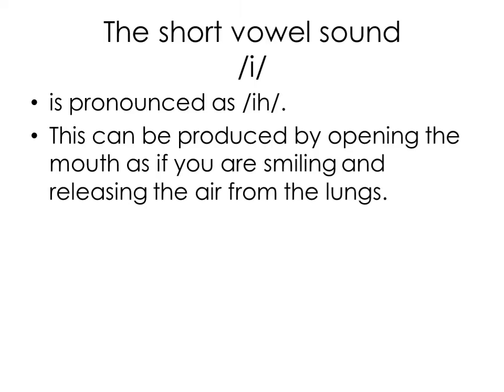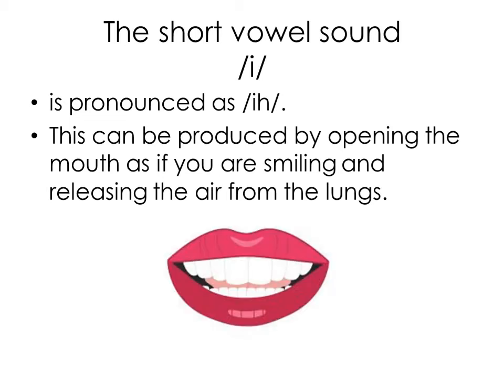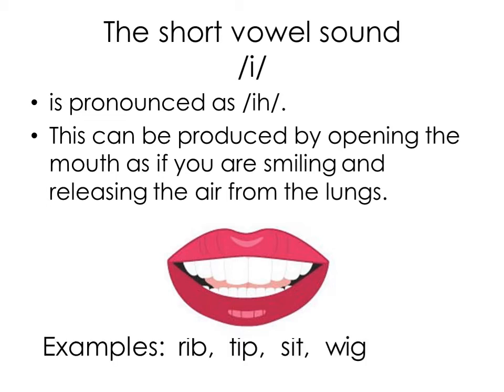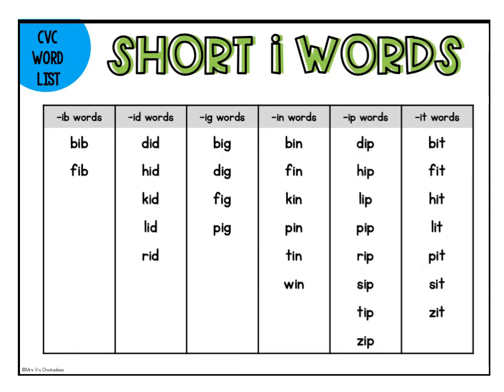Very good. So the next one, the short vowel sound is i. It is pronounced as i. This can be produced by opening the mouth as if you were smiling and releasing the air from the lungs. So your mouth should look like this. It's like you're smiling, right? I. So examples are rib, tip, seat, and wig. Now you read it. Good job. Now let's have words that have short i sounds. So I'm going to read first, then afterwards your turn.